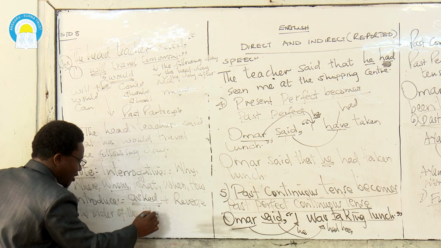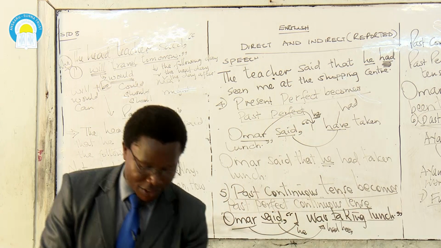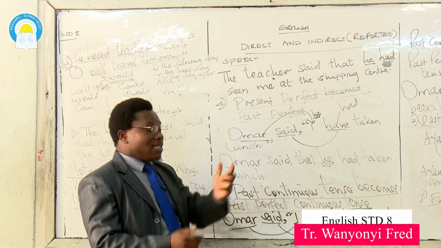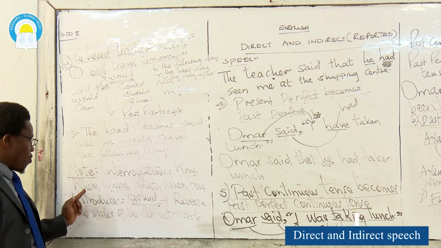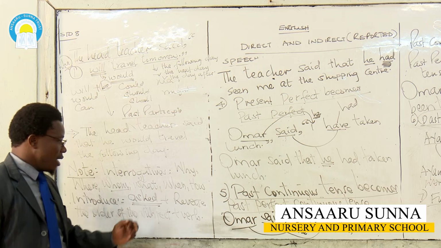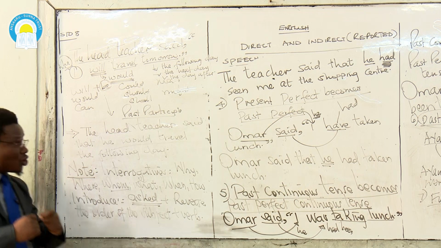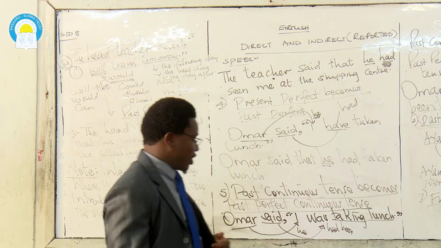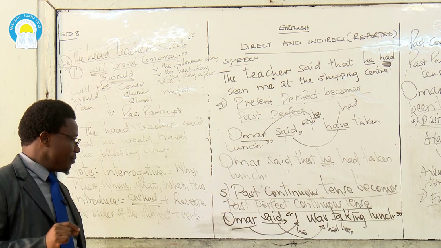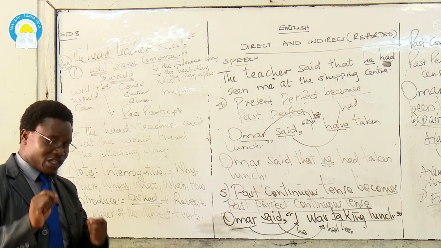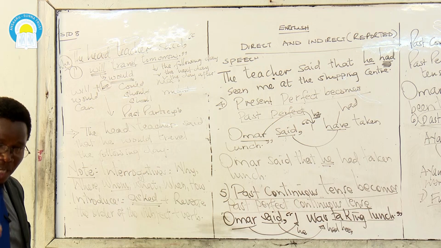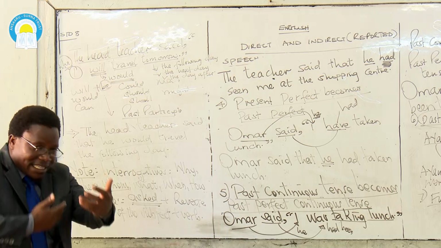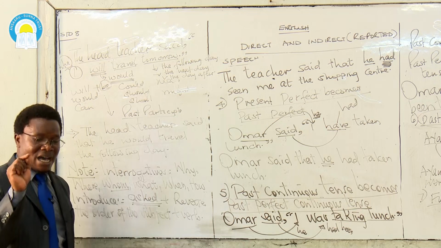I repeat, sentences in direct speech starting with such interrogatives as why, where, whom, what, when, how, when changed into reported speech or indirect speech, learners, take note that you introduce such verbs as asked in reported speech. Then reverse the order of the subject and the verb. Consider the following sentence.